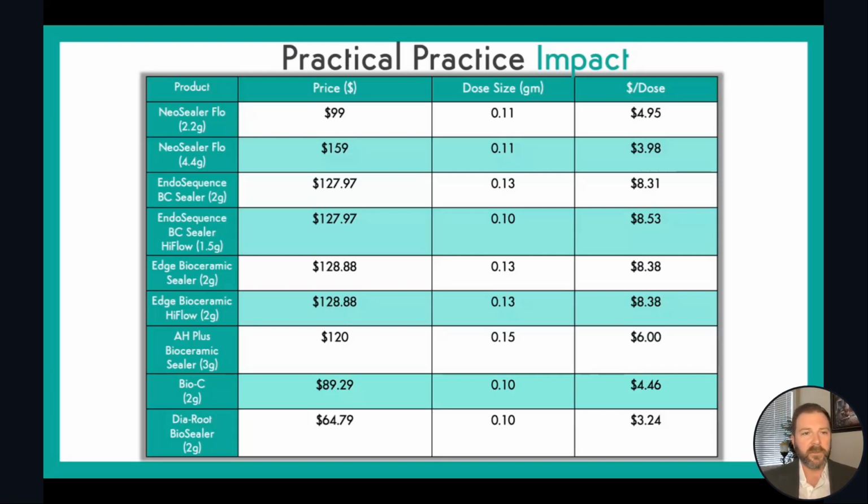So I've broken this down a little bit for you. On the left, you see the product. So the first couple here are our Neo family of products. Then we go to the Endo Sequence and Edge, which are, again, the innovative bioceramic products, moving down to the H plus and things like that. So what I really want to show you is the price per dose. Look over in the far right column. And I'm not a math person. I just had to make a little bit of long division here, but we got there.